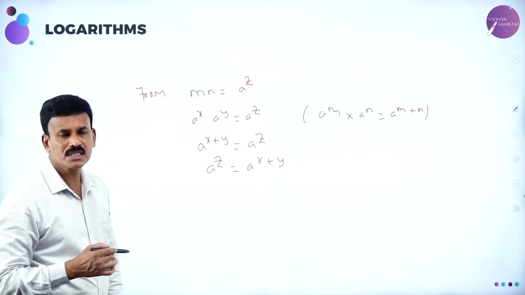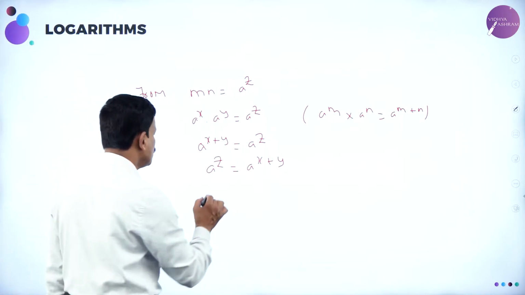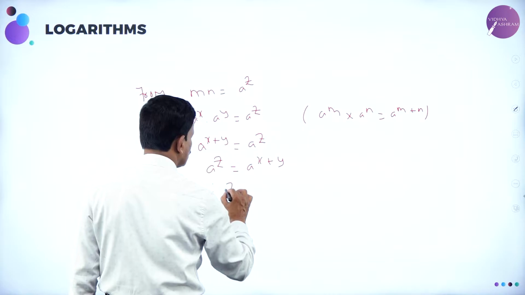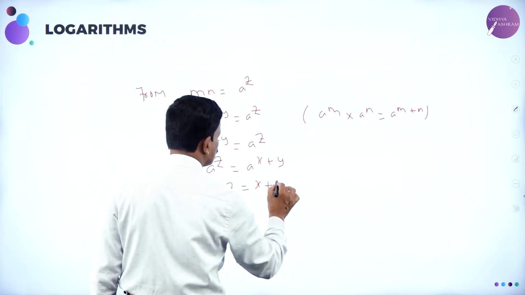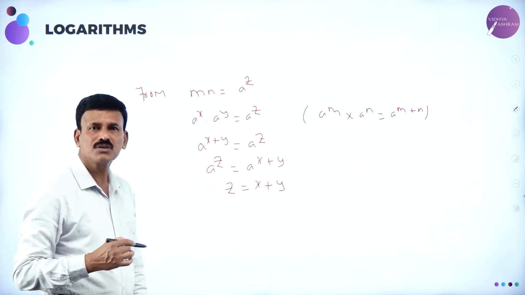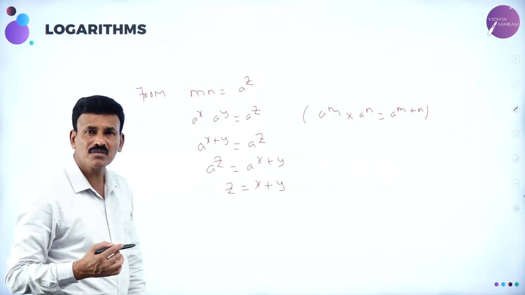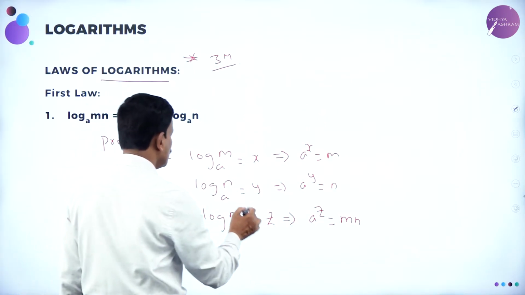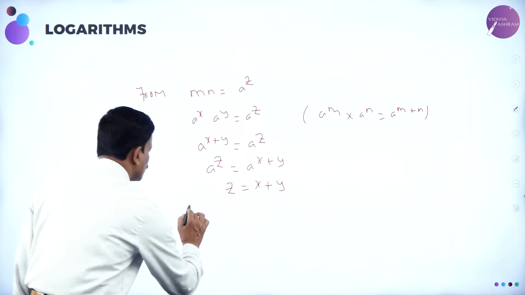Whenever the bases are equal, the powers are also equal. Therefore, since the bases are equal, this can be written as z is equal to x plus y. Z is equal to x plus y. Now substitute the value of z. What is z you have taken? Z is equal to log mn.